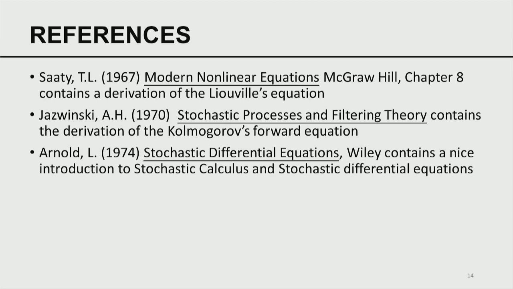Where do you go for a good reading of these? Liouville's equation is derived in chapter 8 of Sage's book, 1967, Modern Nonlinear Equations. It's one of my favorites. Chapter 8 is a very succinct chapter that provides a beautiful discussion on the derivation of Liouville's equation. Jazwinski's book on stochastic processes and filtering theory contains a very readable derivation of Kolmogorov's forward equation as well as the backward equation.